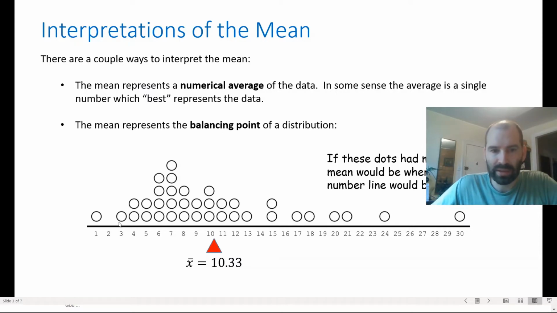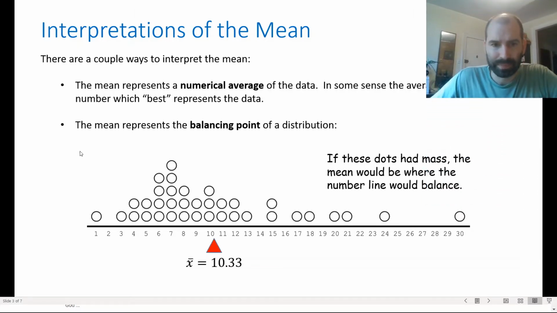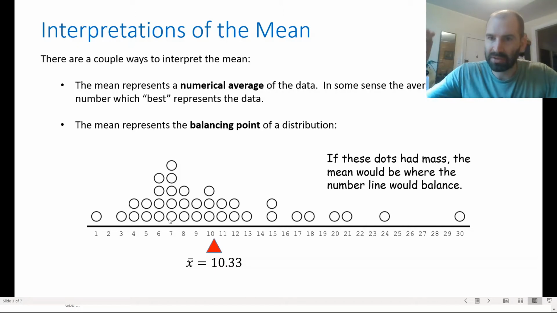So if we take this distribution we used in an example in the last video, where we made a dot plot to represent the distribution of numbers, we can imagine that these dots actually had mass, that they actually weighed something, and they were sitting on a plank. This black line is a plank. Then the mean is exactly where you would balance that plank so that it doesn't tip one way or the other. So it has this very nice geometrical interpretation, in that the mean is the balancing point of a distribution.